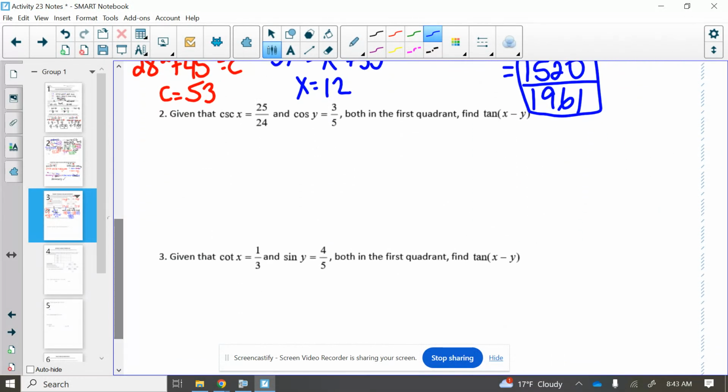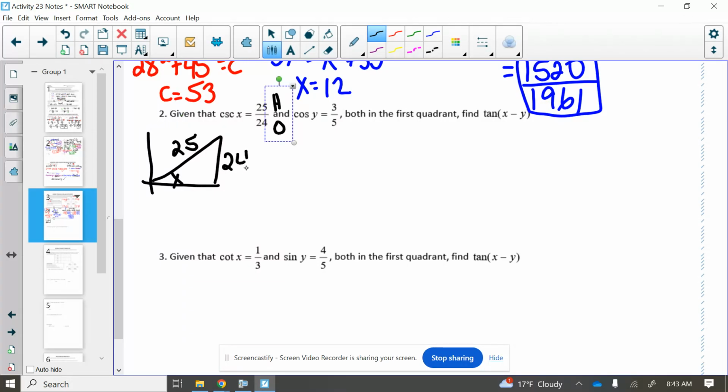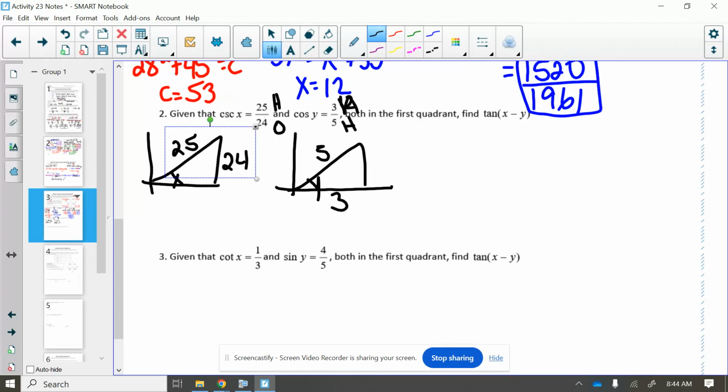In our next example, both of these are in the first quadrant. So I'm going to set up my two triangles. My first one is triangle X, and they're giving me the cosecant, which would be my hypotenuse over my opposite, so 25 and 24. And then my second one is also in quadrant 1, triangle Y, and they're giving me my cosine, so that's my adjacent over my hypotenuse. So my hypotenuse is 5, adjacent side is 3.